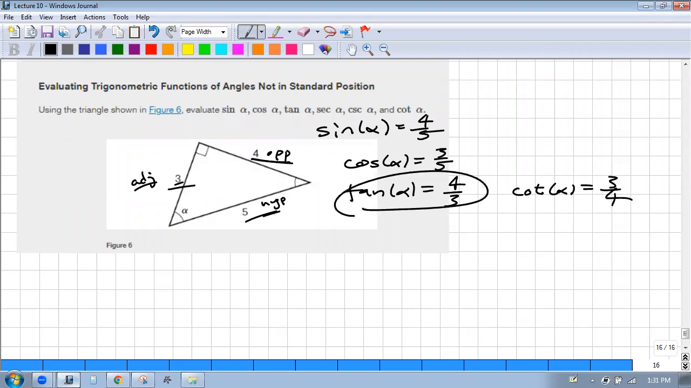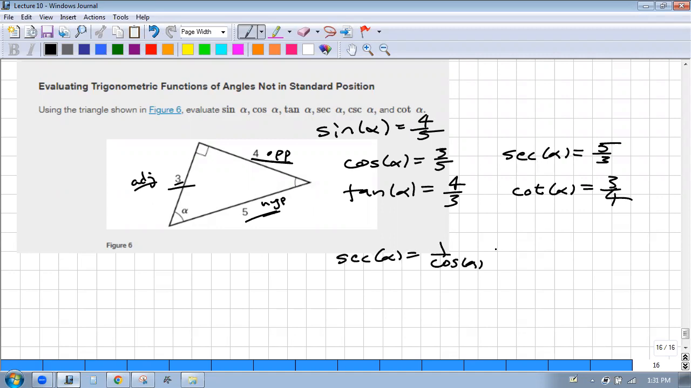It's easier just to go with 1 over tangent, once you know that. Secant is the reciprocal of cosine, so it's 5/3. Or you could go by the definition: secant is 1 over cosine, and cosine is adjacent over hypotenuse, so it would be hypotenuse over adjacent. I don't memorize that.